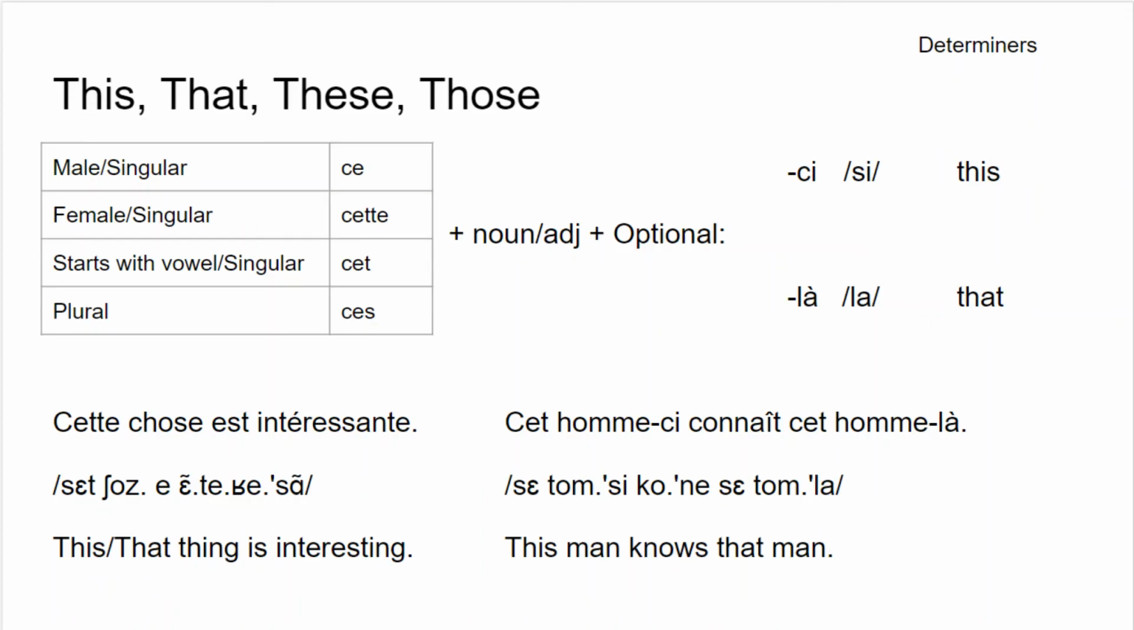If you don't want to use the previous determiners or possessive pronouns, you can use ce, which means this or that. Ce has to agree with a noun in gender and number. Ce can mean both this and that, but if you want to specify this, you put a ci after the noun, and if you want to specify that, put la after the noun. Cet homme-ci connaît cet homme-là.